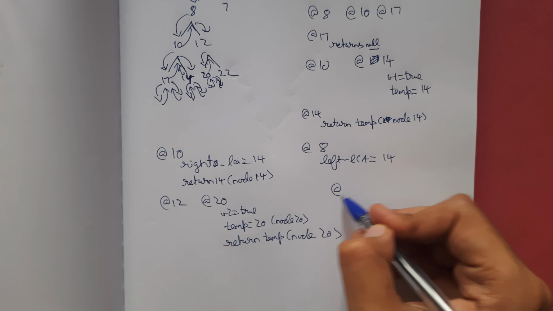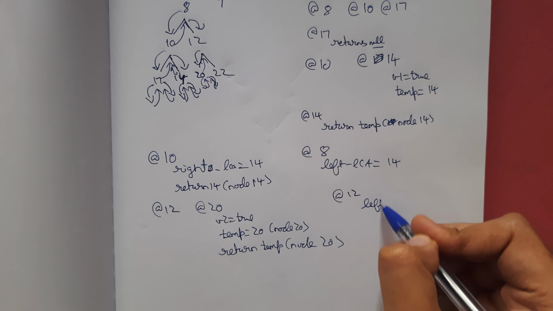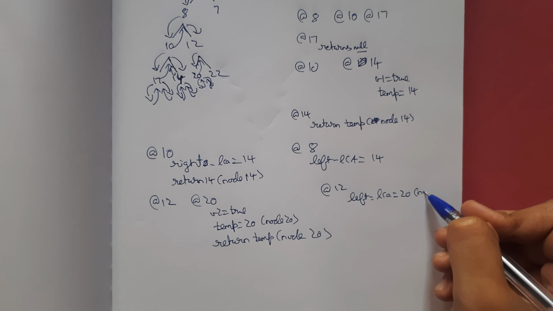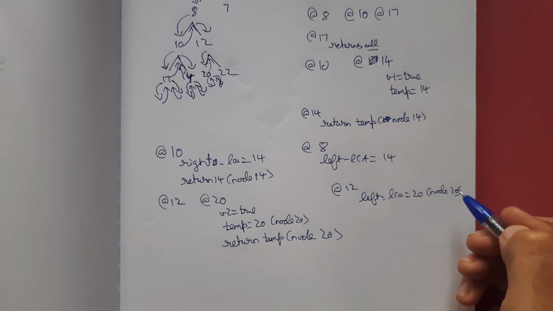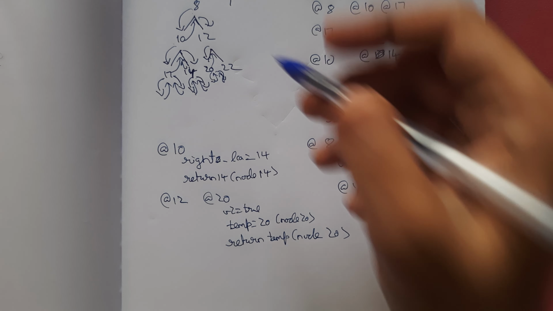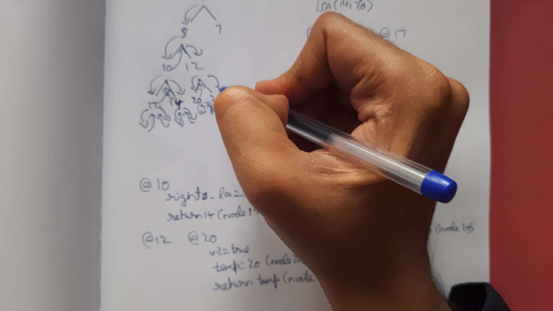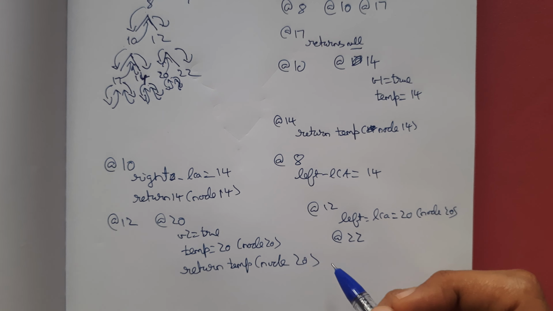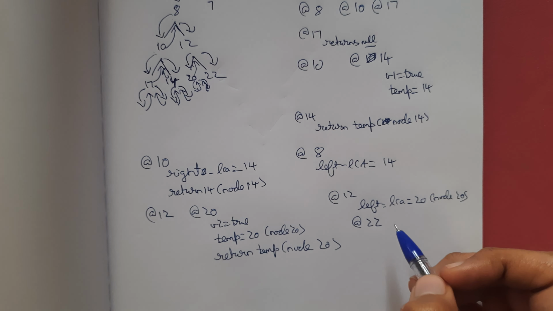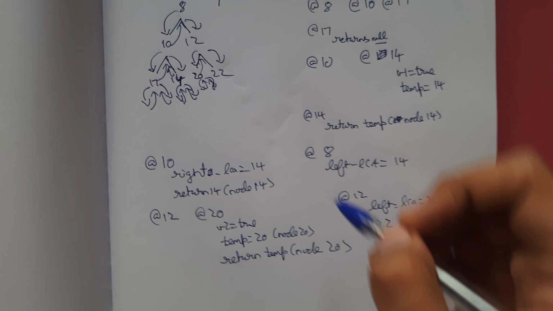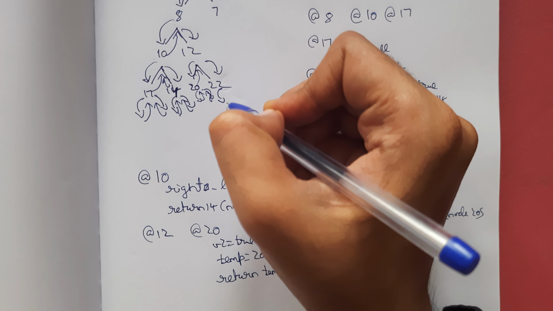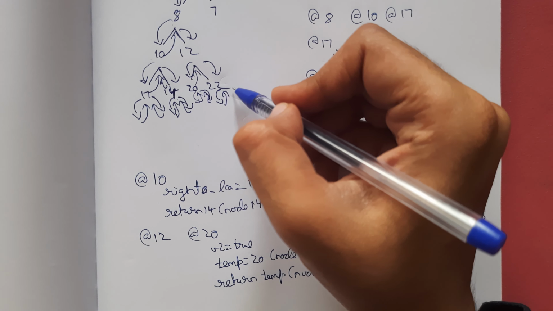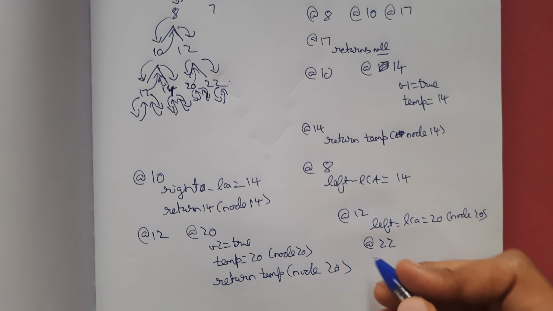At node 12, the value of left LCA is equal to node 20. So we now go to the right subtree of node 12, which is node 22. At node 22, we check the two if conditions and see if they are satisfied. Since that's not satisfied, we go to the left subtree of 22, which is null. So left LCA is null, and we go to the right subtree.